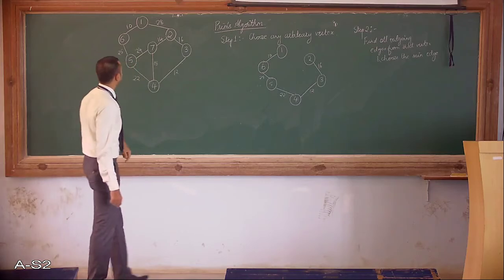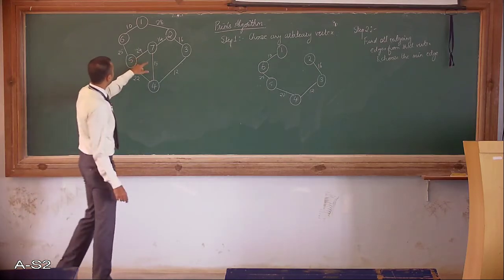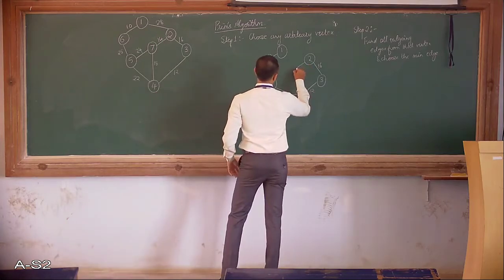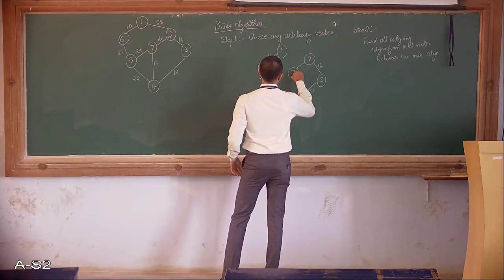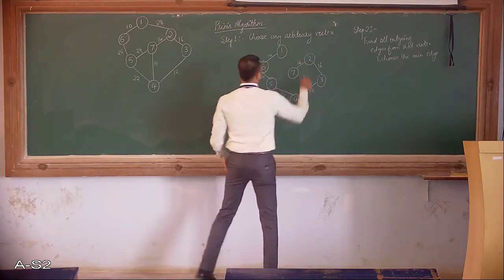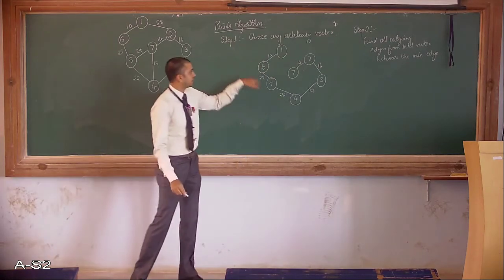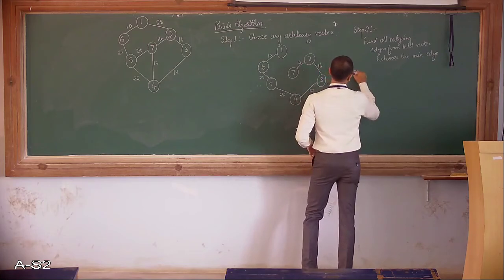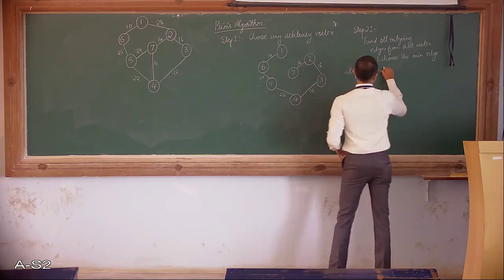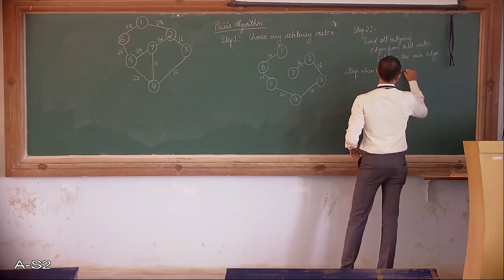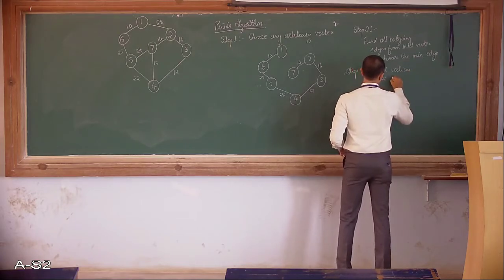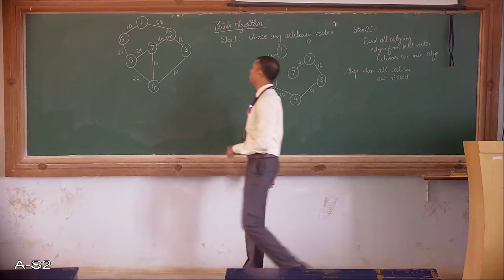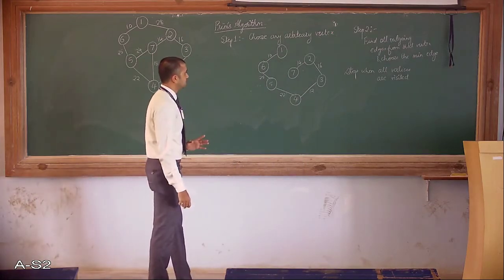Next, again: 1 to 2, 5 to 7, 4 to 7 and 2 to 7. Which one is minimum? 24, 18, 28 or 14. So 14 is minimum. 7, 14. All the vertices are visited. Check. Yes, all the vertices are visited. So stop when all vertices are visited.